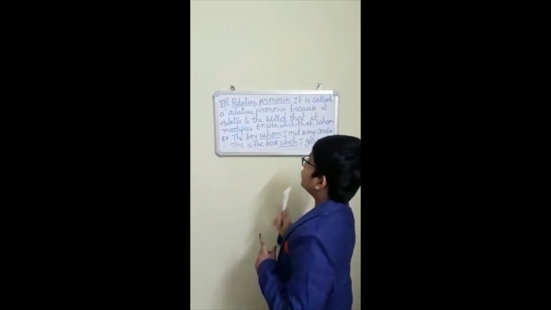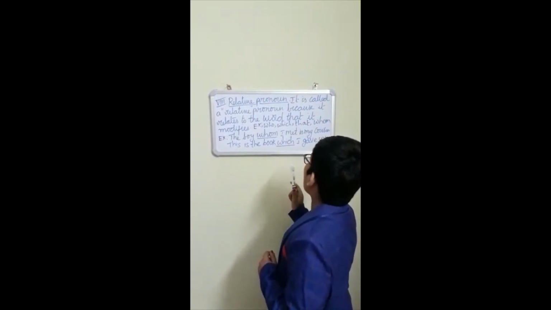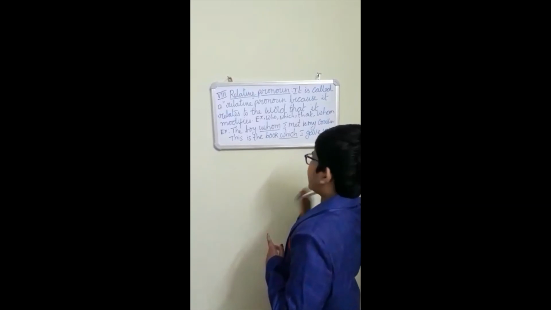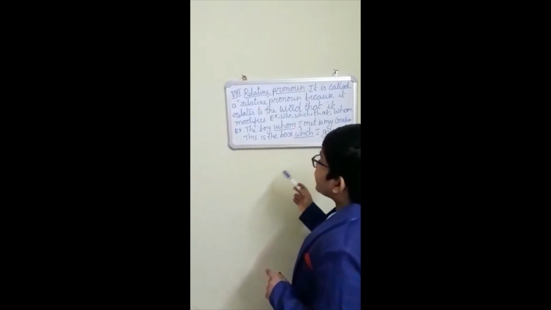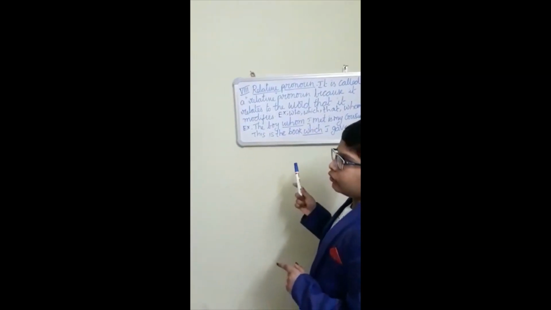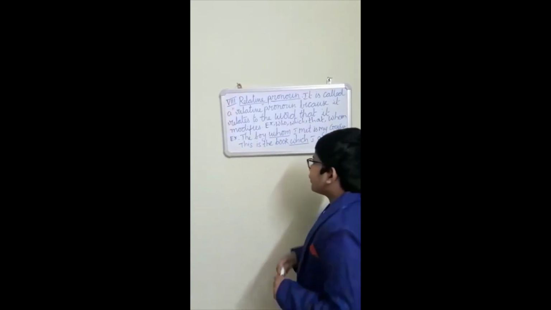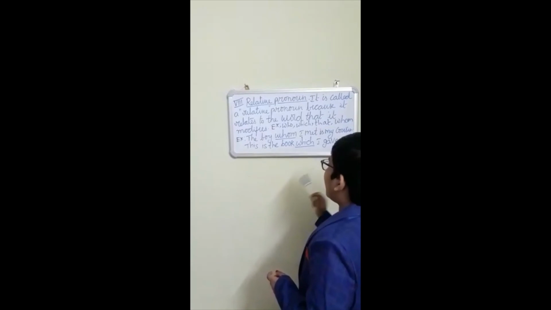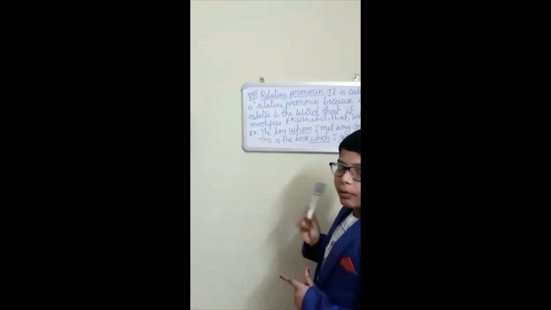Relative pronoun. It is called a relative pronoun because it relates to the word that it modifies. Example, the boy whom I met is my cousin. Here whom is the relative pronoun. This whom is relating to the boy. So these types of pronouns we call relative pronouns. I will tell you another one. This is the book which I gave you. Here which is the relative pronoun. This which is modifying the book. So this type of pronouns we call relative pronouns.